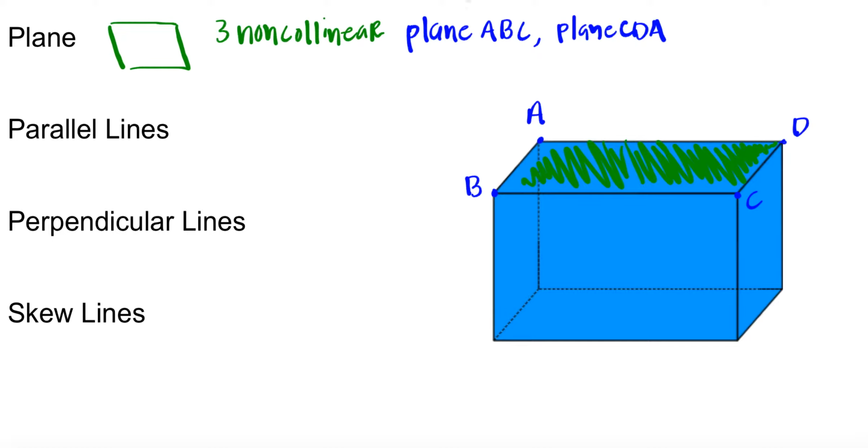Now sometimes we may use a capital letter. So let's use this example over here, if I can squeeze that in. Capital cursive letter, and in that case, this plane right here might just be plain capital cursive letter M.